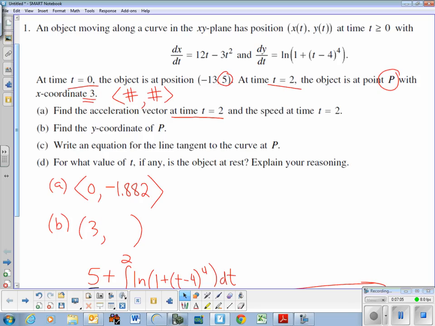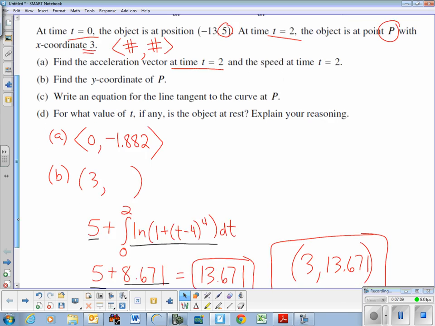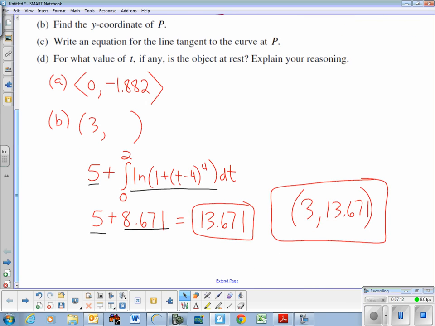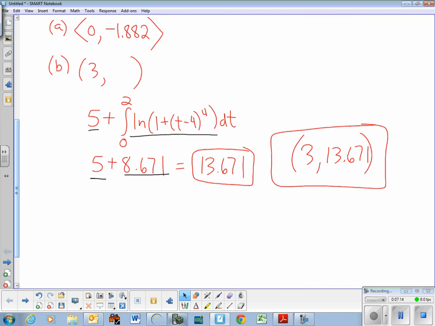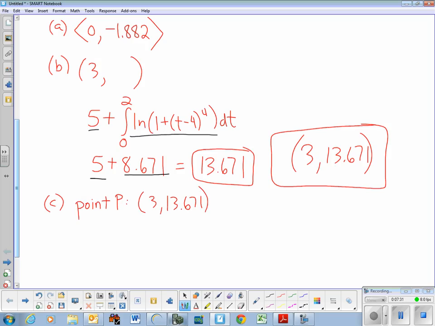An equation for the line tangent to the curve at P. So what do you need to know for a line? This is algebra 1. A point and a slope make a line. So at point P, we need the point and the slope. Well, there's the point right there. So now we need the slope. What is the slope of this function at this point?